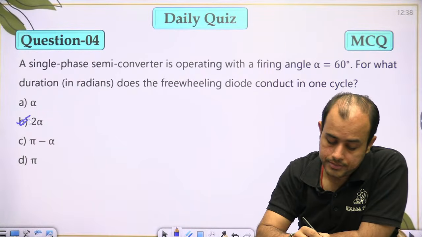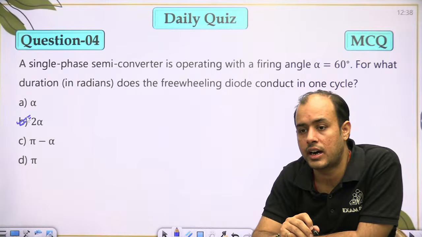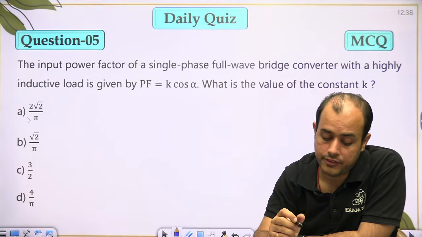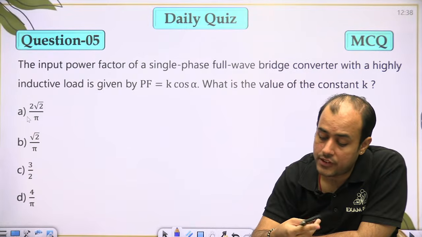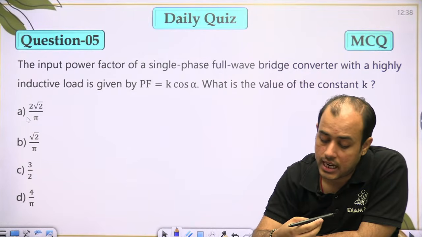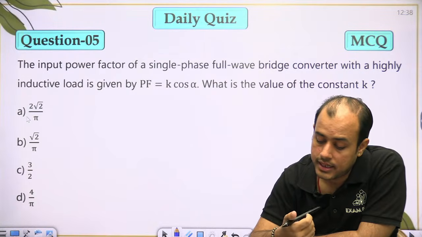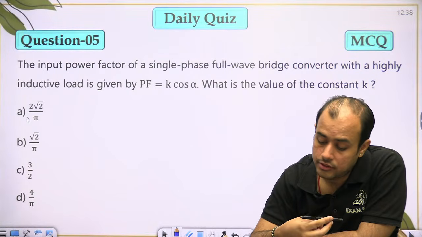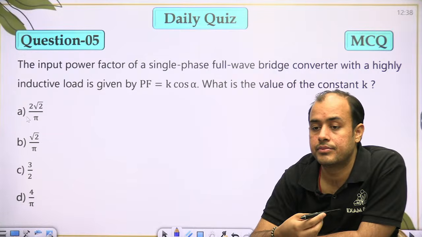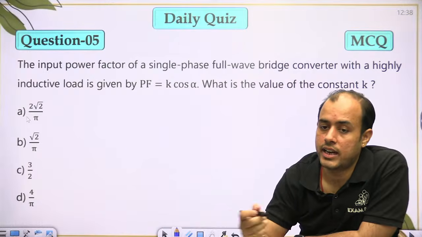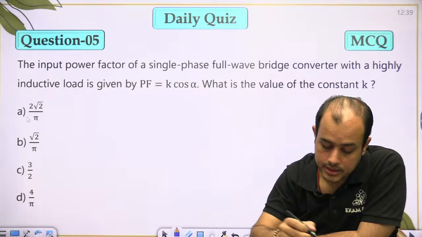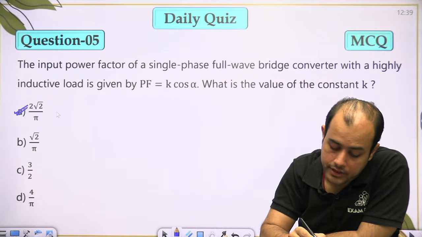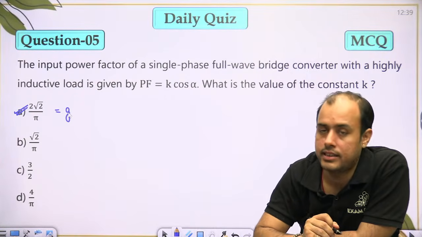It is 2 alpha. मैंने बताया था ना, from 0 to alpha and pi to pi plus alpha. The input power factor of a single phase full wave bridge converter with a highly inductive load is K cos alpha. What is the value of K? अगर input power factor K into cos alpha है तो K क्या है? K is 2 root 2 by pi, which is basically G, distortion factor.